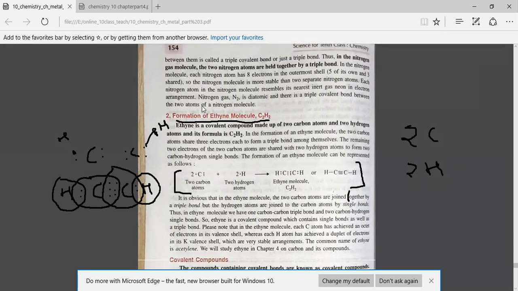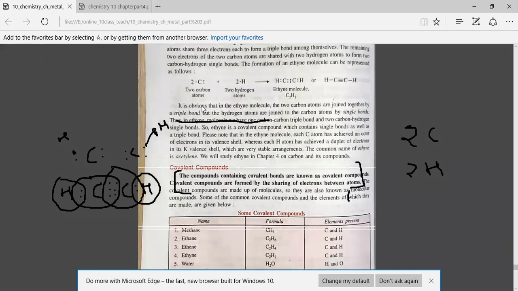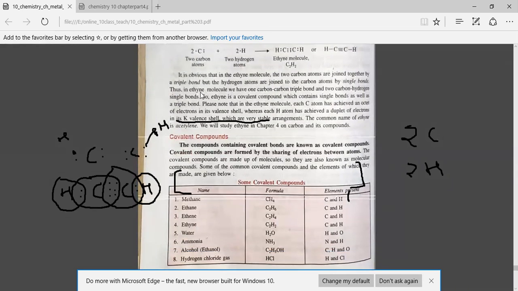So next is covalent compounds. We have given all the covalent compounds in the table. So methane, CH4, ethane, we have seen ethene, ethyne, and water, ammonia, alcohol. So try it for alcohol. Formula for alcohol. So try for the alcohol.